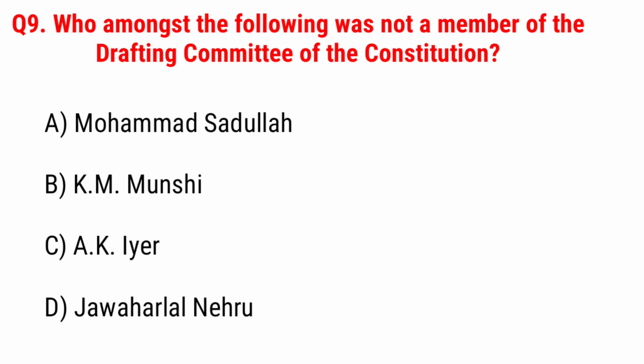Next question, who among the following was not a member of the drafting committee of the Constitution? Option A, Muhammad Sadullah, B. K.M. Munshi, C. A.K. Iyer, D. Jawaharlal Nehru. Right answer will be the option D, Jawaharlal Nehru.